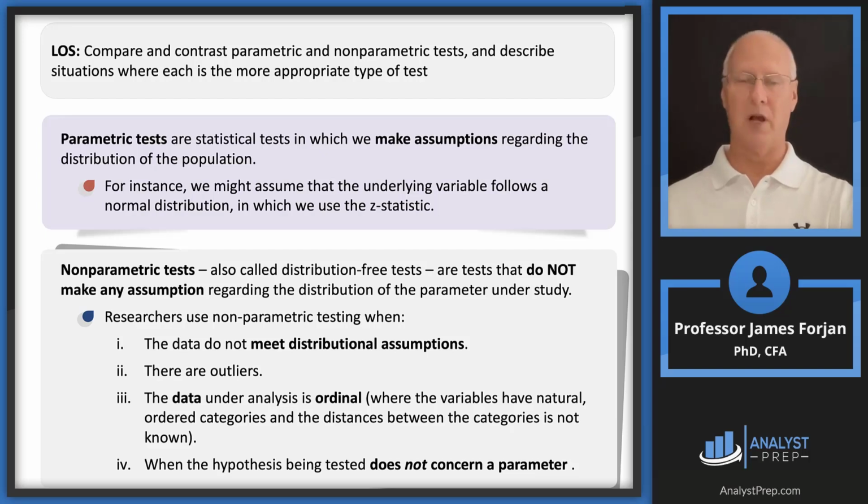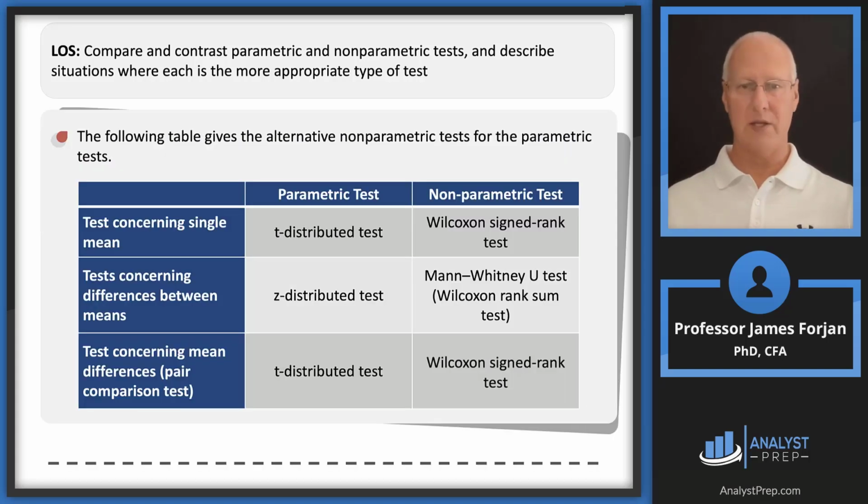And then the next part of this learning module asks, okay, if you have a non-parametric test, you can't use what we've discussed here. You need to use some other kinds of tests. So I would take a picture of this. Tests concerning a single mean, you're going to use the Wilcoxon signed-rank test. If it's the difference between the means, you're going to use the Mann-Whitney test. If you have a paired comparison test, you're going to use the Wilcoxon sign test, right? So you have this picture, and this is pretty much what the last LOS covers.